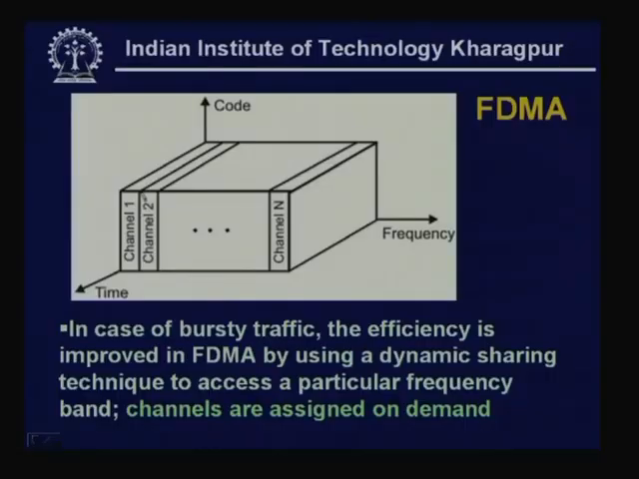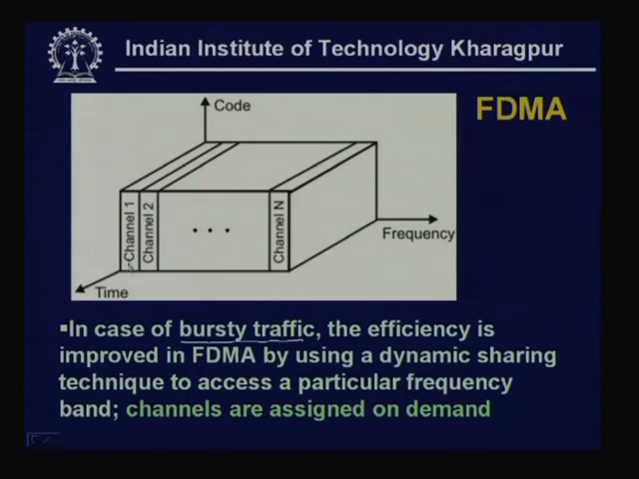Now, normally for each of these channels, a frequency is statically allocated, but if the traffic is bursty, that means all the channels do not have data to send all the time. In such a case, what can happen? There can be underutilization of the channels, because a channel is statically or permanently allocated to a particular station or user. So, in such a case, if the traffic is bursty, that particular channel may not be used.